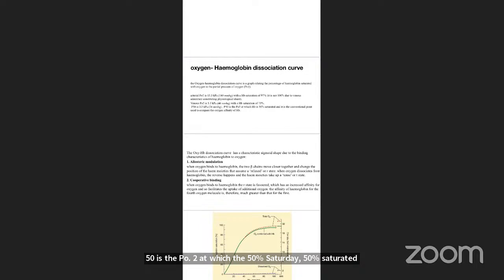The oxyhemoglobin dissociation curve has a typical S-shaped pattern, and the reason for this S-shaped pattern is due to two things.